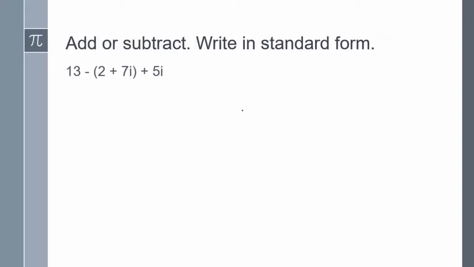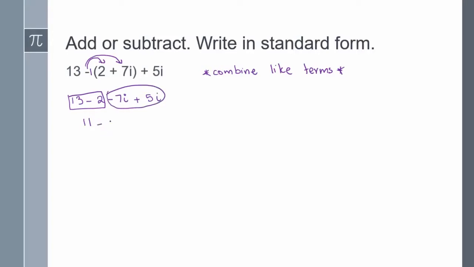Add or subtract and write in standard form. To add or subtract complex numbers is the same idea as when you would add or subtract variables. You are combining like terms. Remember, if I don't see a number over here, that's a 1, so I am distributing a negative 1 with the 2 and the positive 7i to get 13 minus 2 minus 7i plus 5i. Combine my like terms. I have 13 minus 2, which is 11, and I have negative 7i plus 5i, which gives me negative 2i. And my final answer is 11 minus 2i.